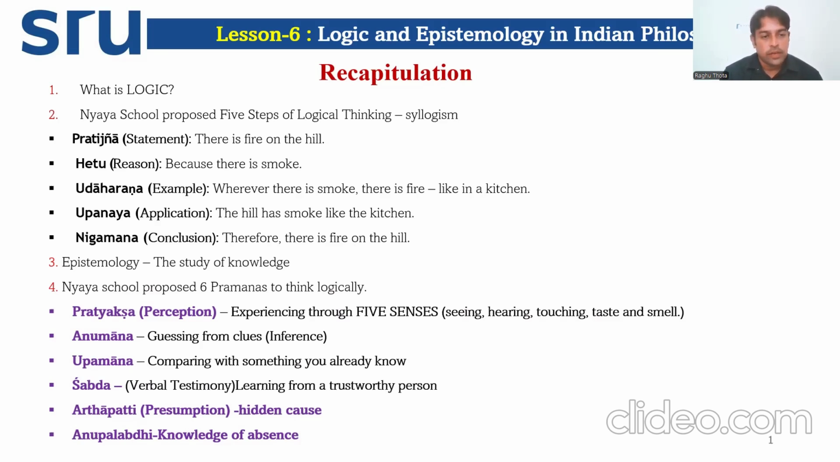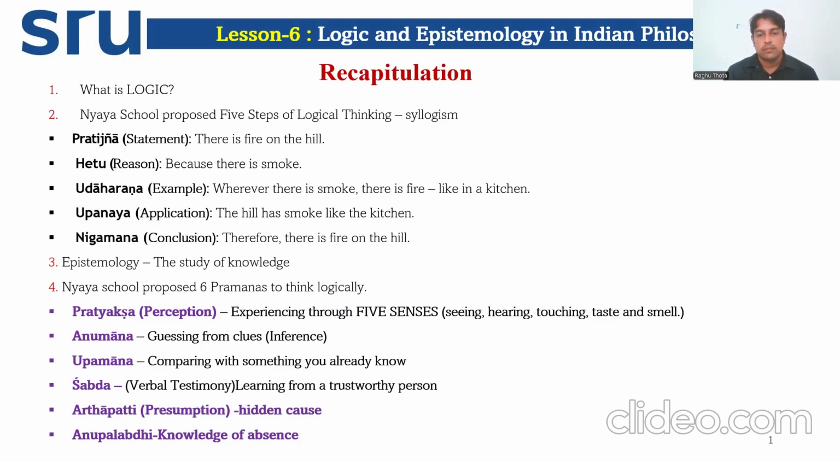And the fourth point, the 6 pramanas or 6 different steps proposed by Nyaya school for right logical thinking. What are the 6 pramanas or 6 steps suggested by Nyaya school for a right logical thinking? Number 1, pratyaksha. If there is a crime or a situation, you can find the truth by following 5 senses. What are the 5 senses?